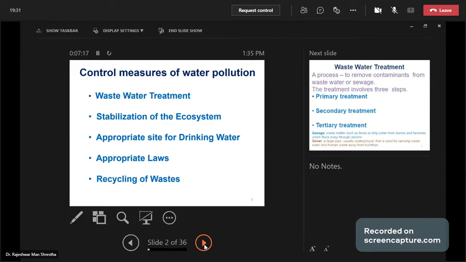Control measures of water pollution: wastewater treatment, stabilization of ecosystem, appropriate site for drinking water, appropriate laws, and recycling of waste. By doing these things, we can control water pollution.